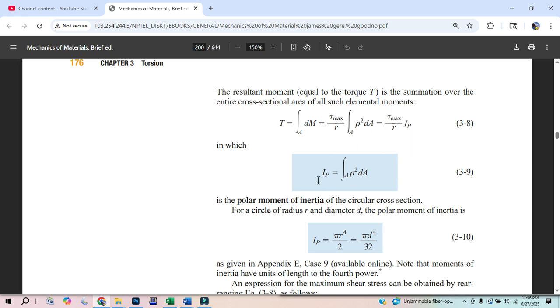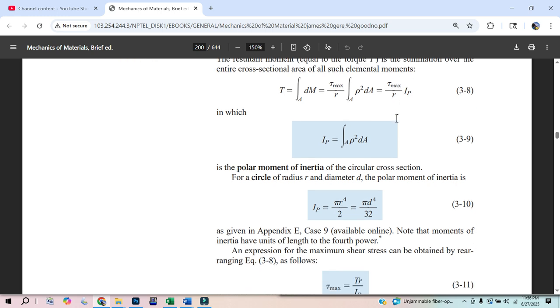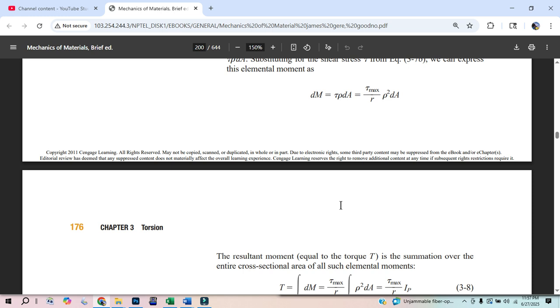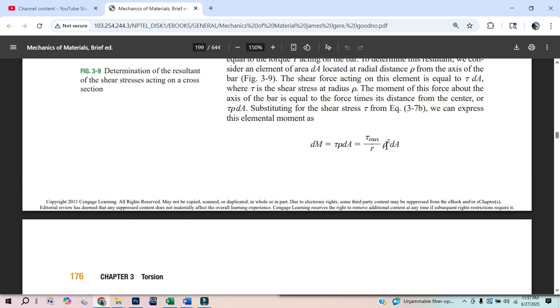Anyway, this value is going to be just that portion of the integral, and this is a constant, and this value you just look up. So the torque is just going to be T max divided by R times IP. And for a cylinder, the value is pi r to the 4th divided by 2. And we just did this one. I mean, couldn't we have done that one? IP for our cylinder is just rho squared dA, and dA is rho d rho d theta.